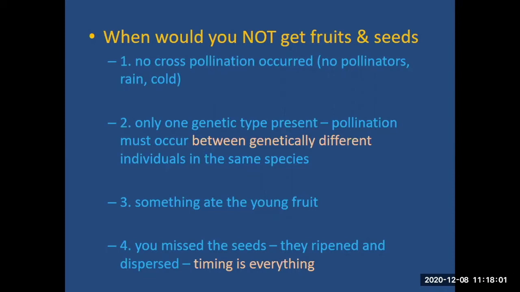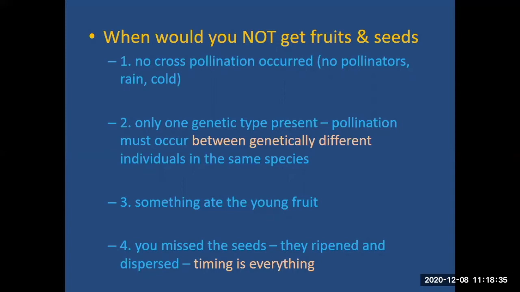The second reason is, for most native plants, you've got to have two different genetic individuals present. So you've got to have cross-pollination. Pollen from one flower on one plant has to be taken to the flower on a different plant of the same species. Self-pollination doesn't work very well for most native plants. There are exceptions to this, of course, but as a general rule, you need several plants to cross-pollinate each other.